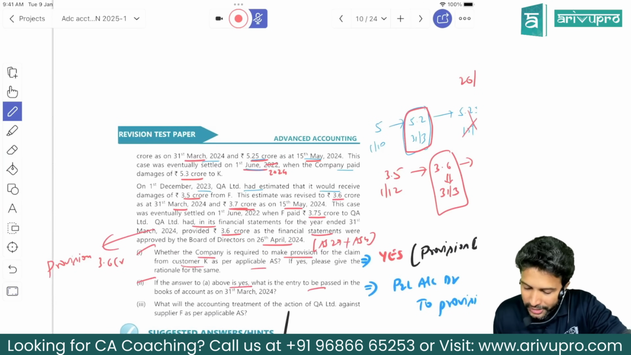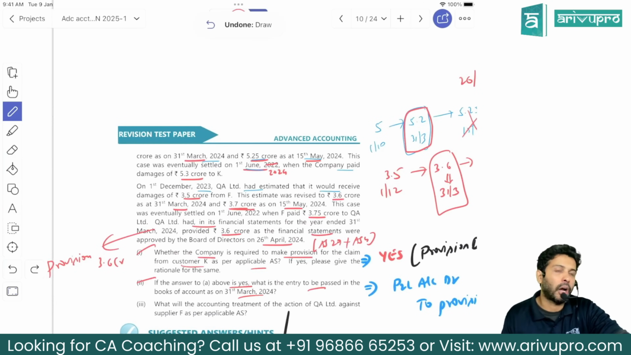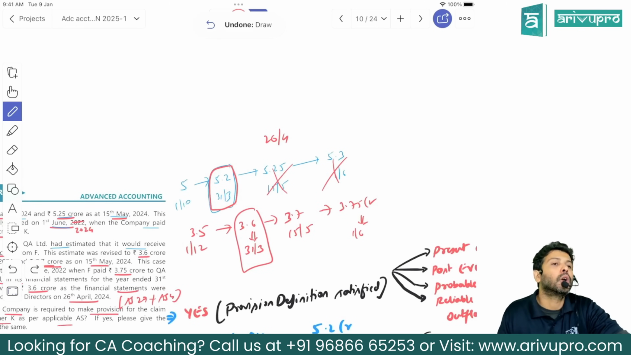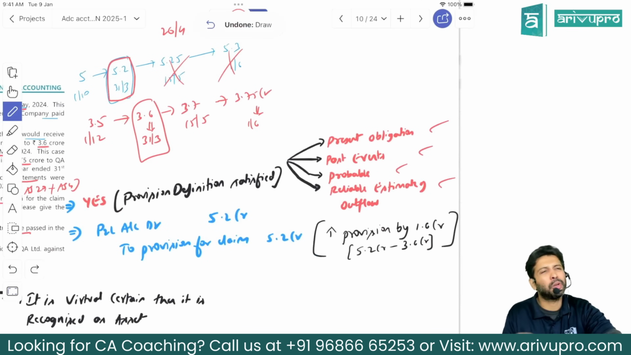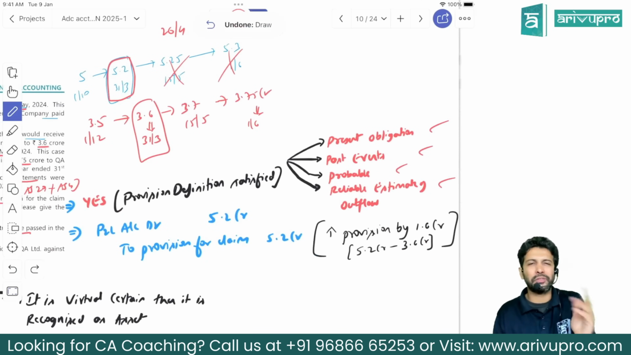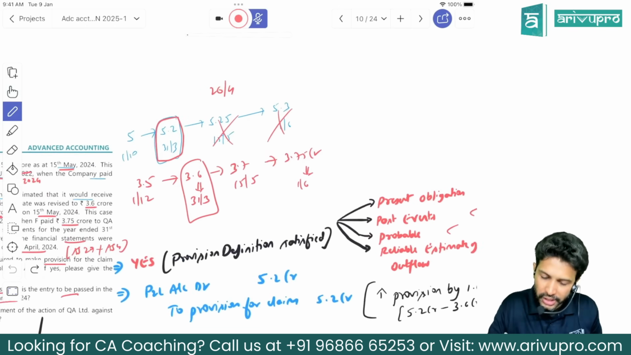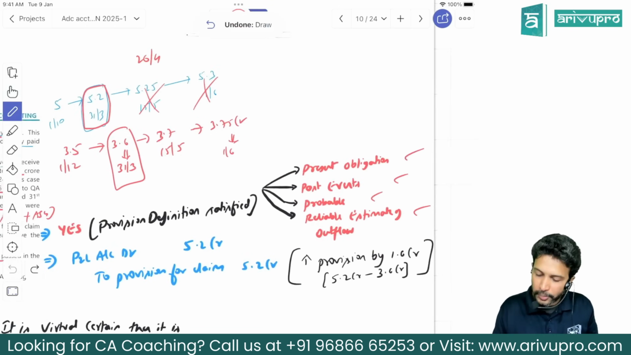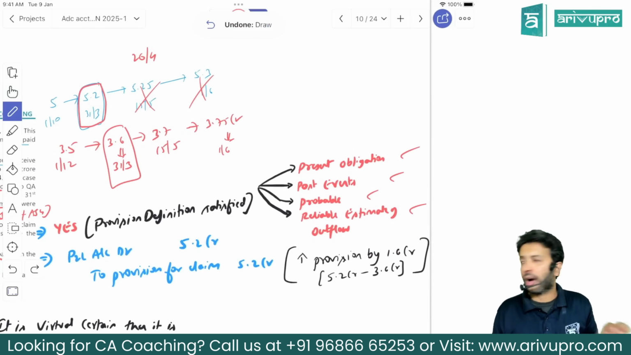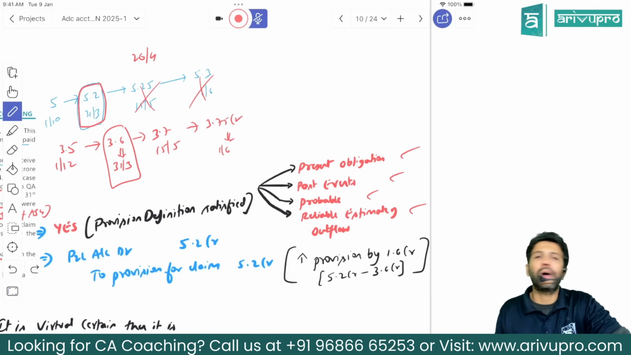If yes, how much entry you will pass is what they're asking. How much provision will you make? 5.2 crore. What is the journal entry to make the provision, sir? P&L account debit to provision for litigation, provision for claim. How much is the amount we need to make it for? 5.2 crores. Done. Now, according to me, this entry is wrong. This is the entry RTP has given. Why? Can someone tell me why?